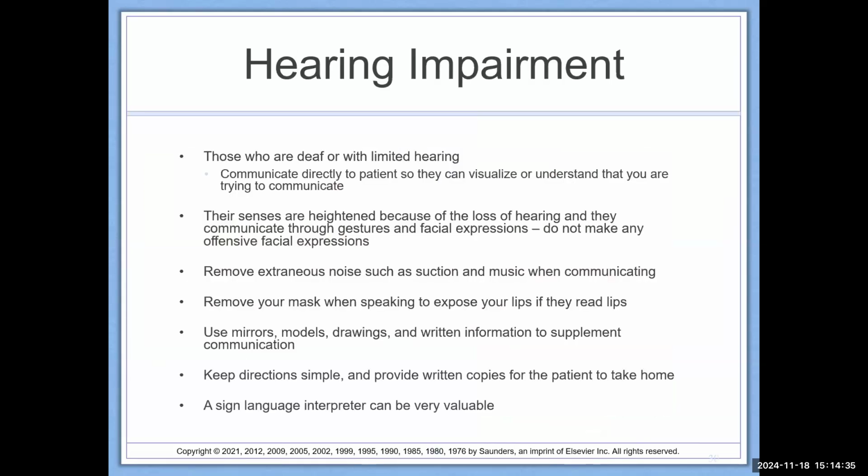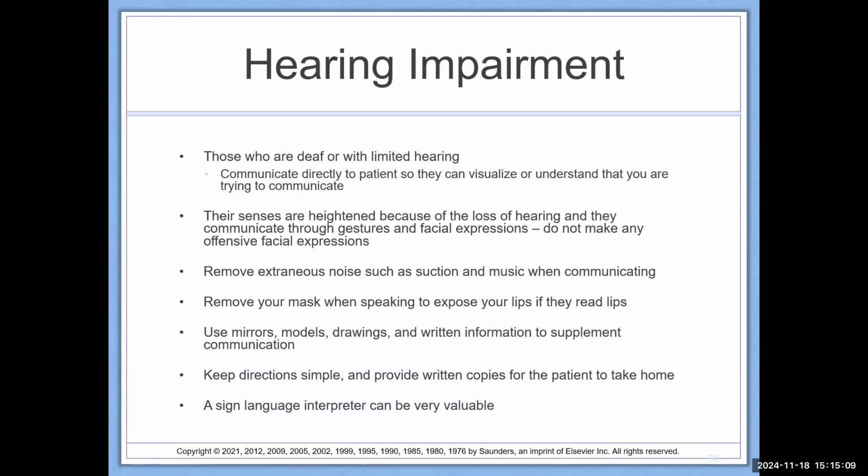Okay. For the hearing impairment, those people that can't hear, you have to communicate directly to the patient so they can visualize or understand what you're trying to say. Again, their senses are heightened because of loss of hearing. You want to remove extraneous noise like suction and music when you're communicating. Remove your mask, because they may have to read your lips if that's how they communicate. You have to use mirrors, models, drawings, and written information to supplement communication.